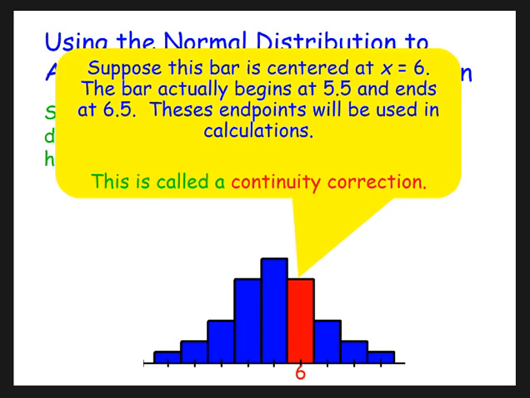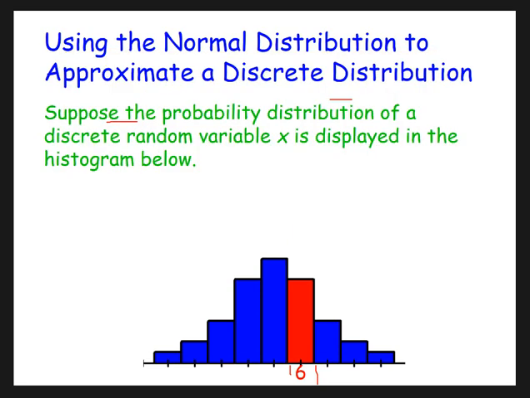So suppose this bar is centered at 6. It actually goes from 5.5 to 6.5. So to find the probability of being equal to 6, we would find the normal probability of being between 5.5 and 6.5. That would be equivalent to finding the binomial probability of being equal to 6.